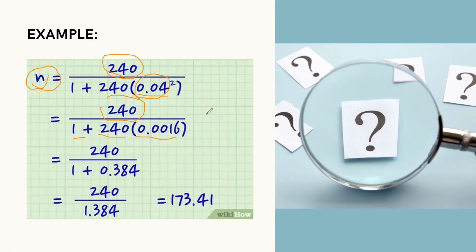0.0016. And then please observe the PEMDAS rule, or multiply first what's inside the parenthesis, exponent, and then PEMDAS: multiplication, division, addition, and subtraction. In this case, we will just copy 240, and then after multiplying 240 and 0.0016, we will get 0.384. And in that case, if we try to add it with 1, we will get 1.384. And since it's already simplified, we are to divide 240 by 1.384.